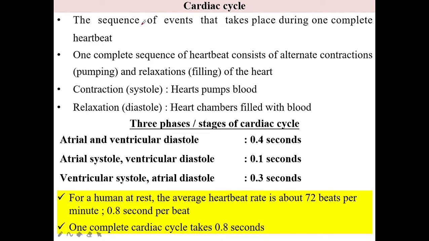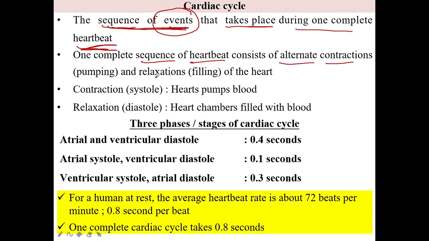Cardiac cycle ni basically adalah sequence of events that takes place during one complete heartbeat. Maksudnya, dalam satu complete heartbeat tu, ada event-event yang berlaku. So, the sequence of events that take place during one complete heartbeat, itu kita panggil sebagai cardiac cycle. So, one complete sequence of heartbeat consists of alternate contraction and relaxation of the heart.